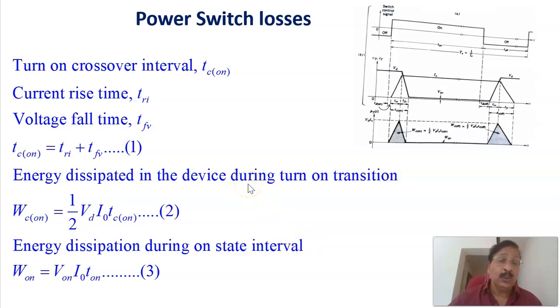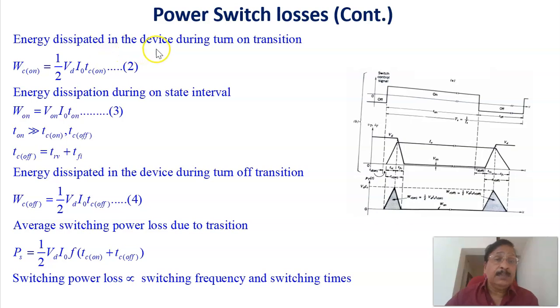Therefore, during the turn on transition, it is equal to half VD I naught into TC on, and during the on state period, it is equal to W on equal to V on I0 into T on. Therefore, the energy dissipated in the device during turn on transition, which is equal to WC on, is half into VD into I naught into TC on. Already we have seen. And energy dissipation during the on state is given by W on equal to V on into I0 into T on.